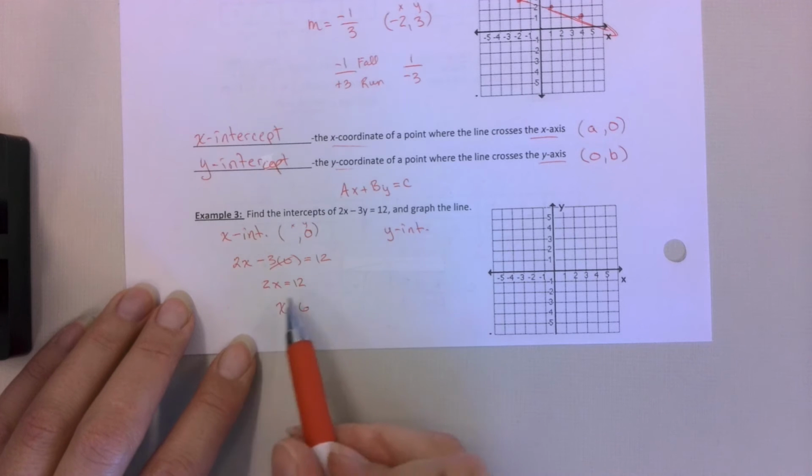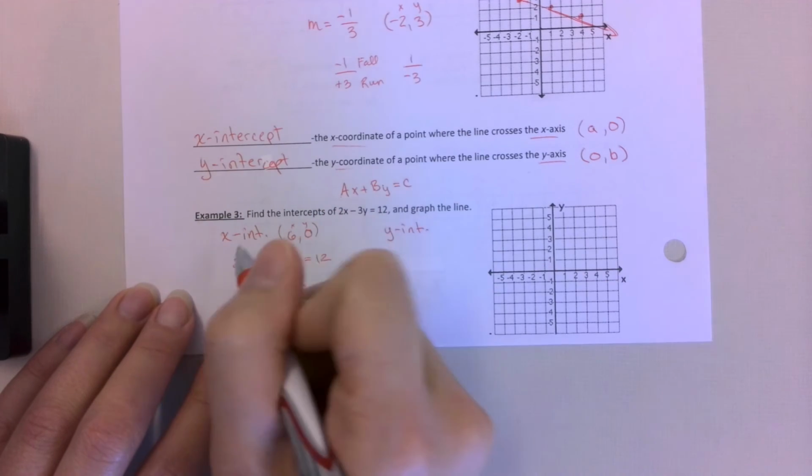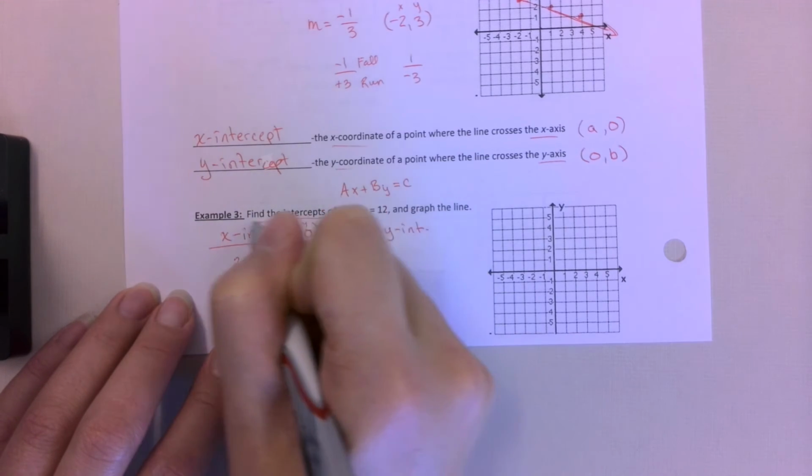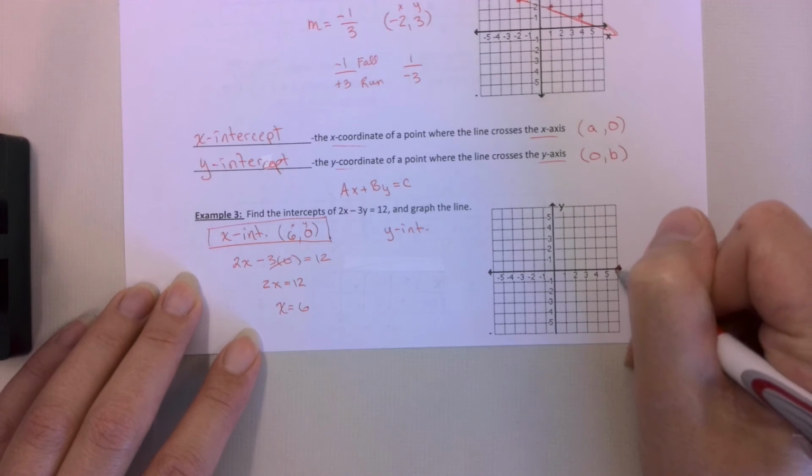So to get full credit, if you tell me the x-intercept is 6, you want to put it in as an ordered pair. So that's what I'm looking for. Your x-intercept is 6, 0. It's its own point, and it's right here on the graph.